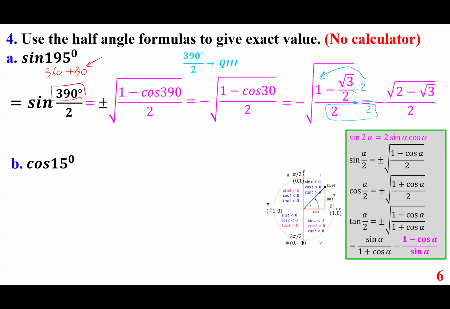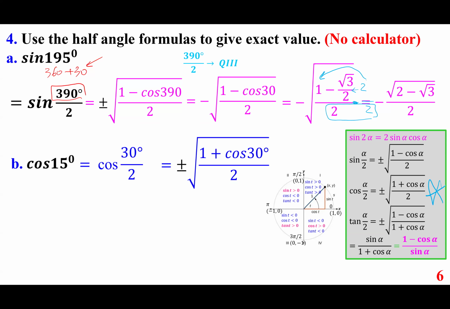Cosine of 15, obviously. Cosine of 30 over 2. And you use the cosine formula, plus or minus the square root of (1 plus cosine of alpha) divided by 2, meaning alpha is 30 degrees.